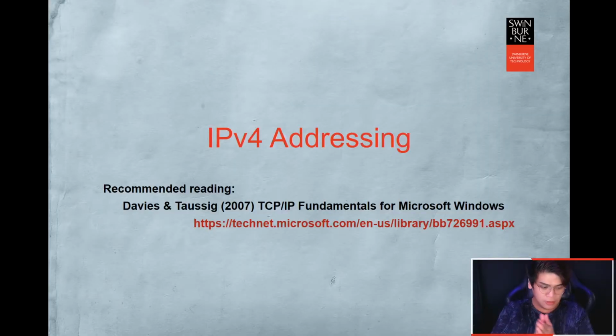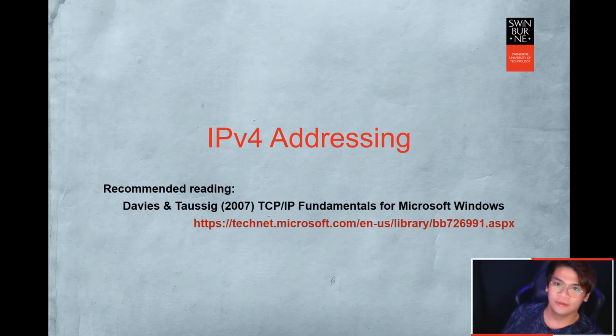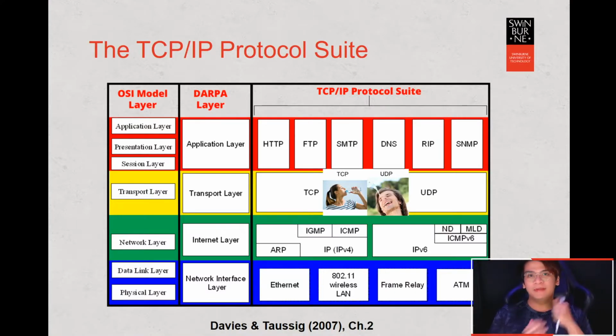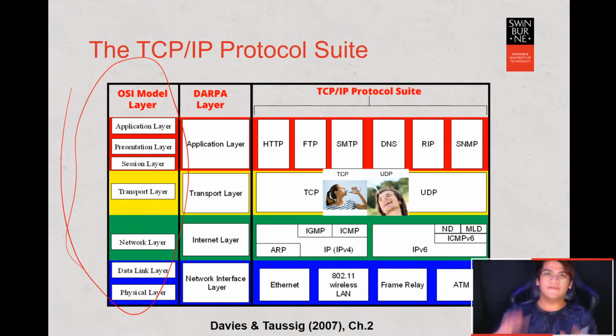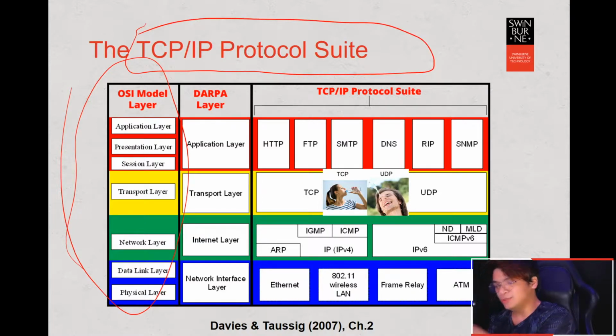All right, let's get down to business. It's going to get difficult. Do you still remember your OSI model layers over here, which have 7, starting from physical layer, data link, network, transport, session, presentation, and application? Today we're going to learn, and I will explain to you about the TCP/IP protocol suite, which is the TCP/IP model, or we also call it the DARPA layer.